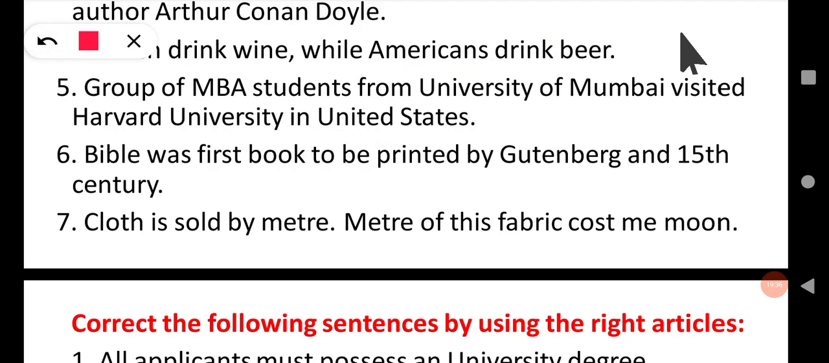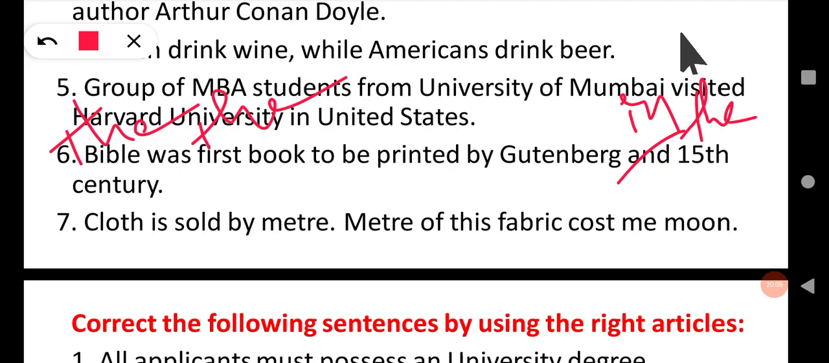Next one. The Bible was the first book to be printed by Gutenberg in the 15th century. So in front of the holy books, you have to use the Bible. Again, the first book, the Bible, the first book to be printed by Gutenberg. This is not and, this is in. Okay. In the 15th century, a particular century: the 20th century, the 15th century, the first century. So the Bible, the first, the 15th.